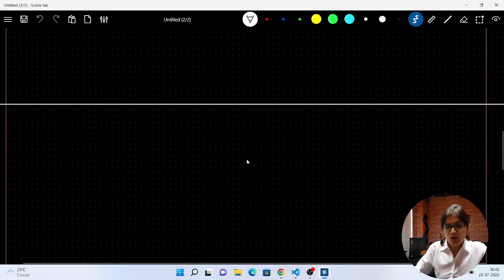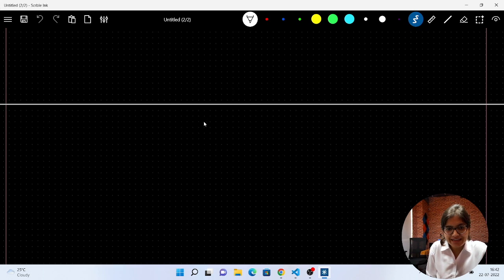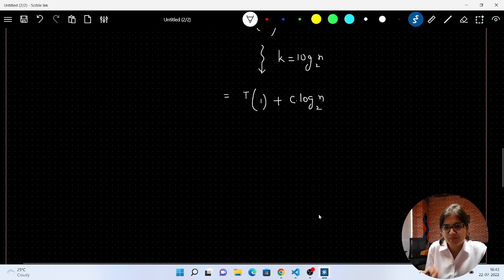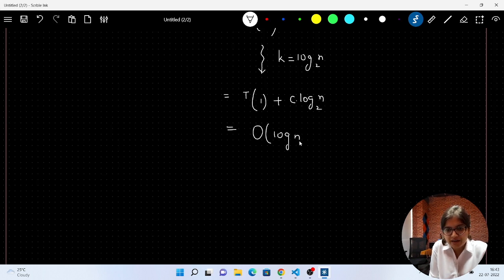I hope everyone is able to get an idea that when I have T(n) equal to T(n/2) plus c, and we do it with the help of the substitution method, when the value of k equals log of n base 2, we get T(1) plus c times log of n base 2. I have shown you how it's possible. Now the overall time complexity is order of log of n.